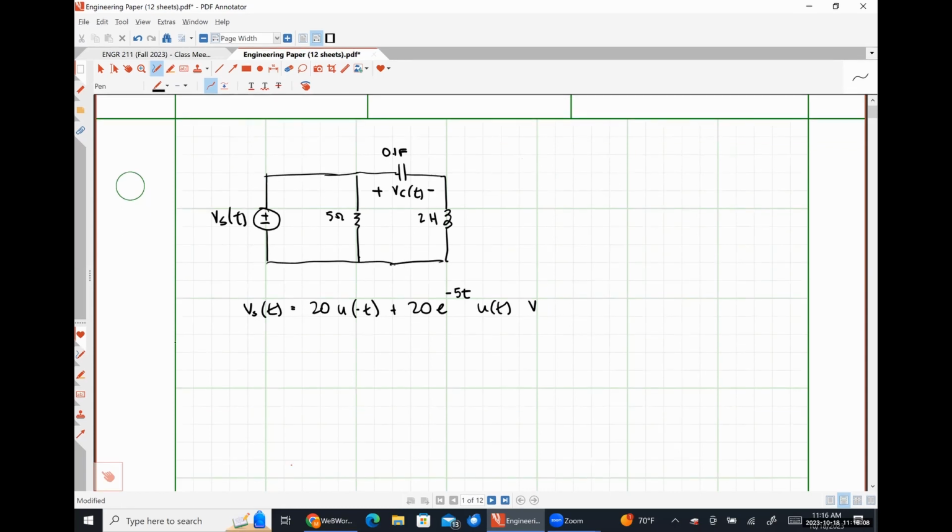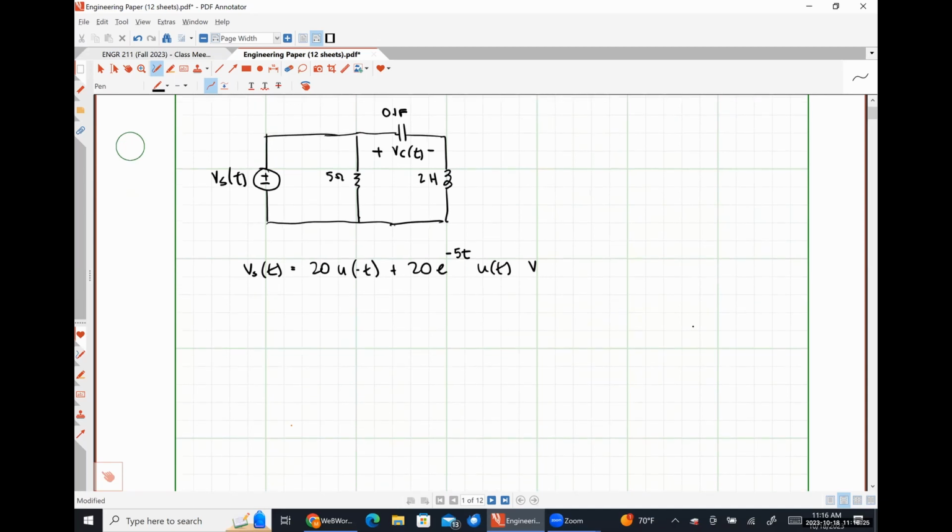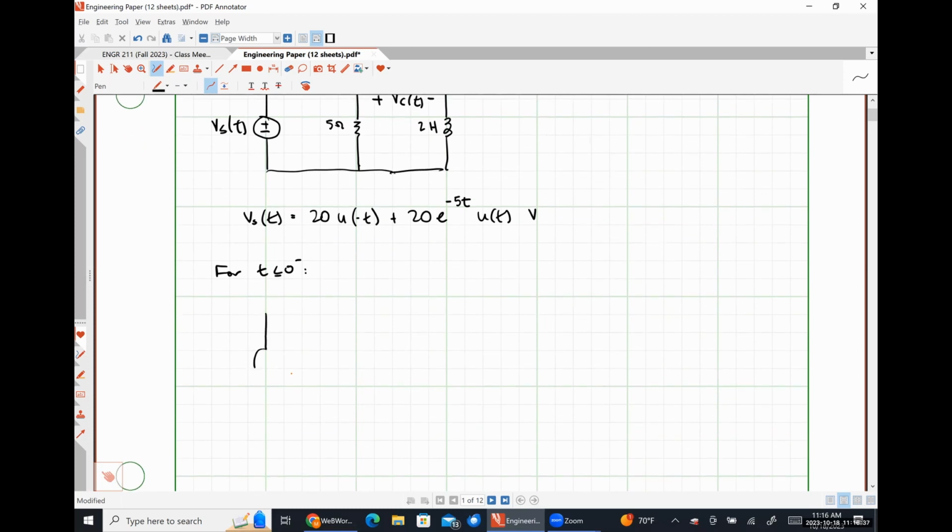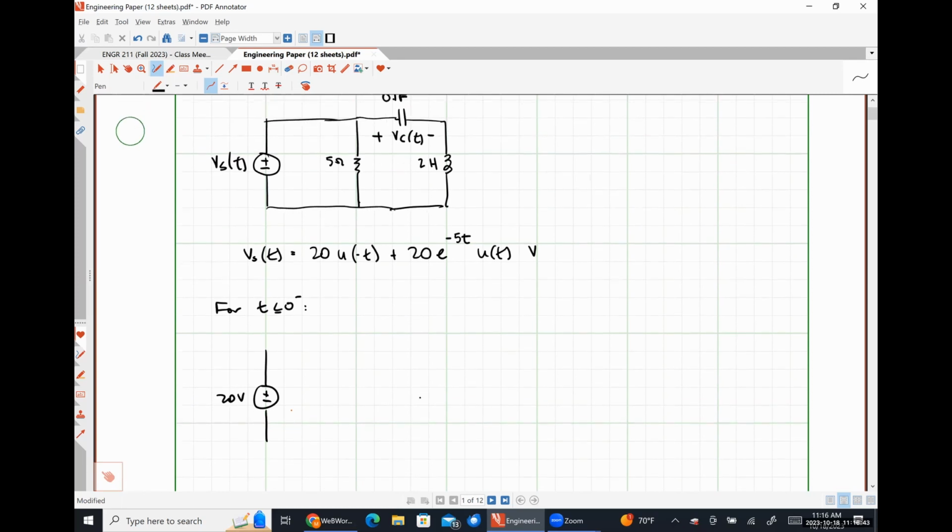For a circuit like this, because we have something going on for negative values of time, and it's a constant for all negative values of time, we are going to analyze effectively a DC circuit with its voltage source looking like a 20-volt source. So for t less than or equal to 0 minus, this circuit looks like this, where we have a 20-volt source connected to a 5-ohm resistor.